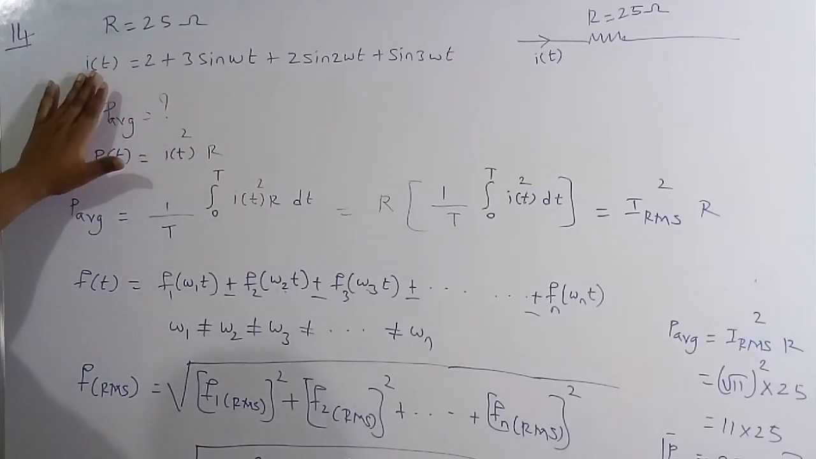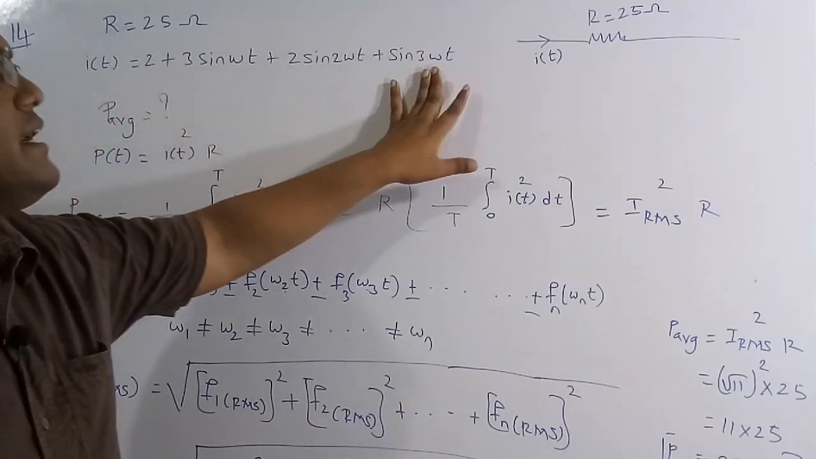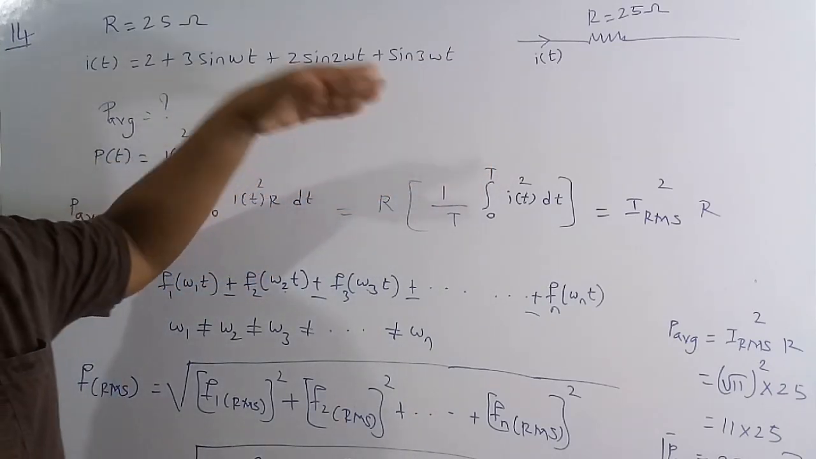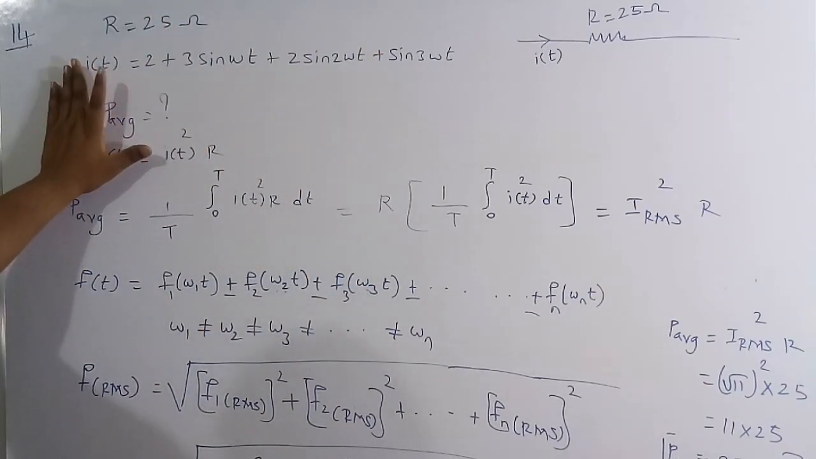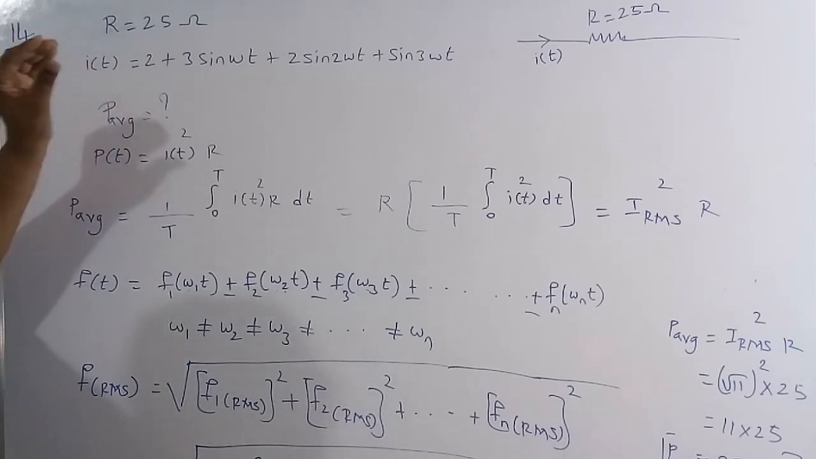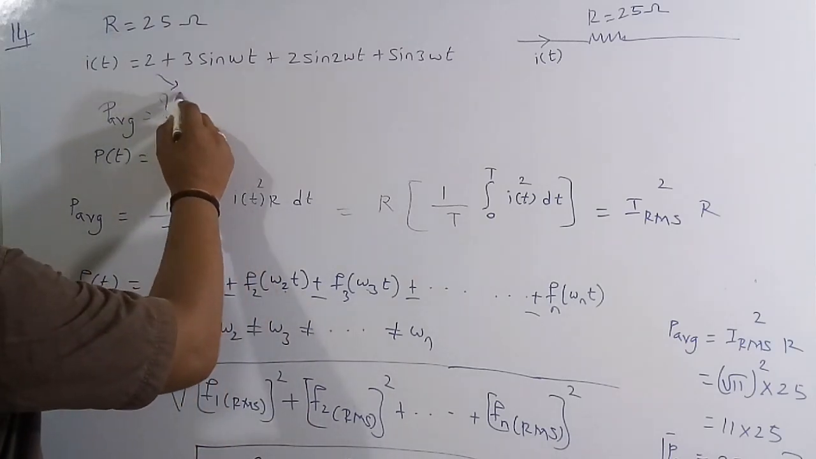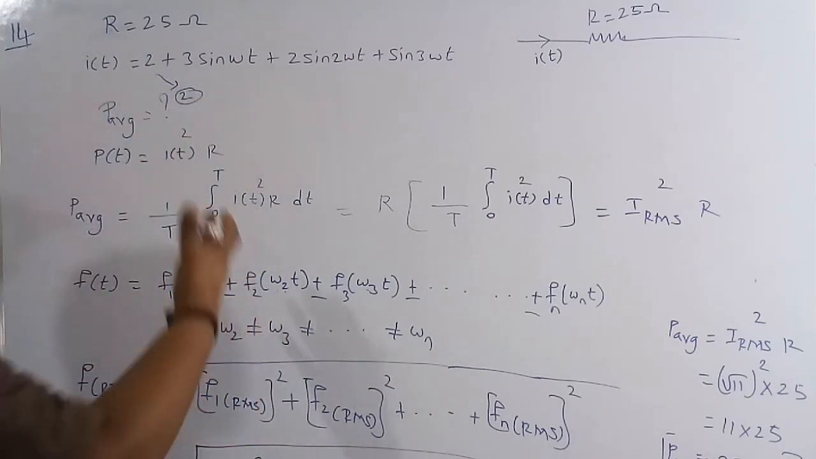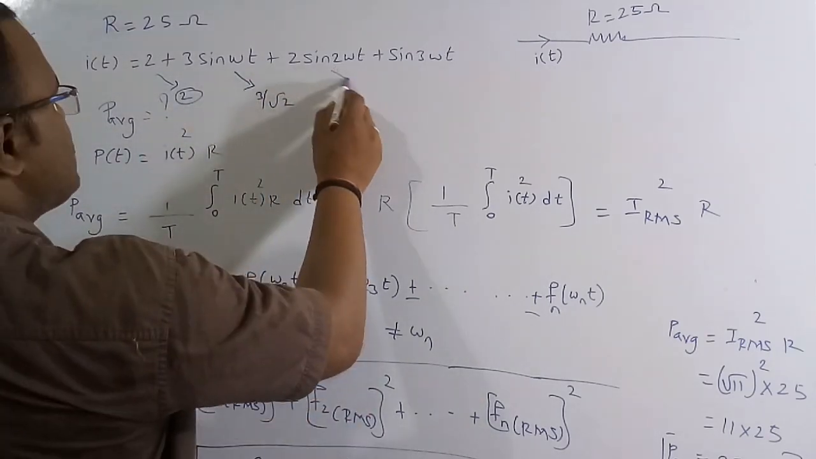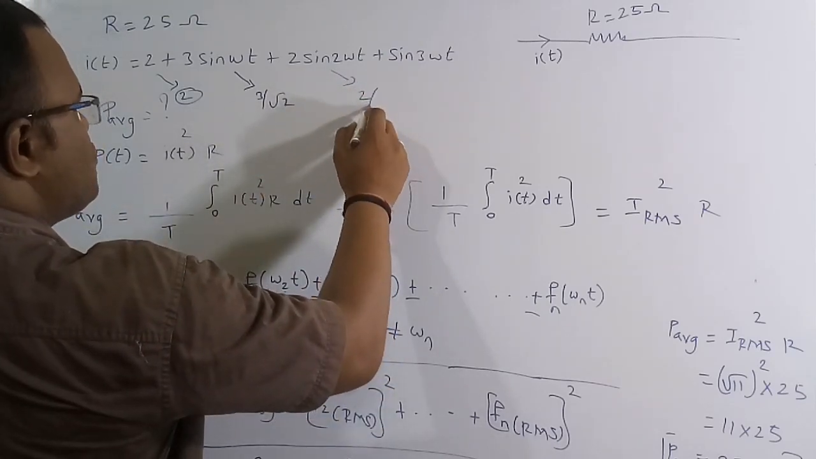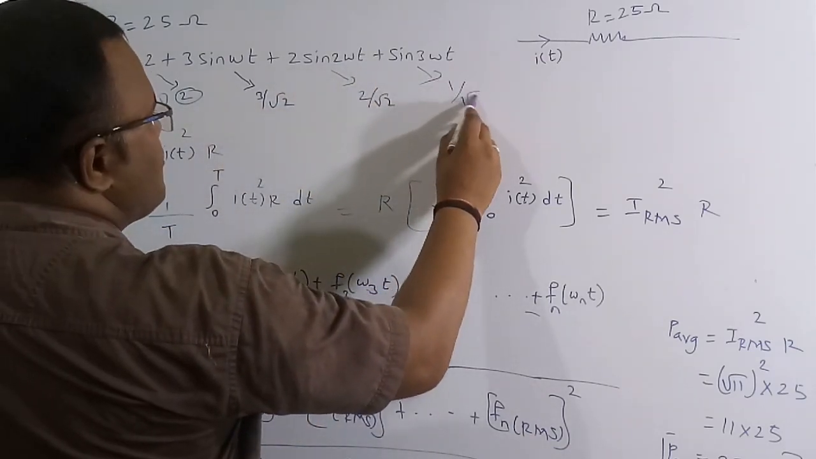If you see carefully here, in I of t, omega is equal to 0 here, here omega is omega, here omega is 2 omega, and here omega is 3 omega. So all these are different omegas. Therefore we can conclude that each signal has a different omega. So we can directly find the RMS of this current I of t: find the RMS of each term and then square it. The RMS of the DC is always the same as the DC. But the RMS of this signal is 3 by root 2, which is peak by root 2. And here also the RMS of this sinusoid is Vm by root 2, which is 2 by root 2. For the sin 3 omega t, the peak value is 1, so the RMS value will be 1 by root 2.